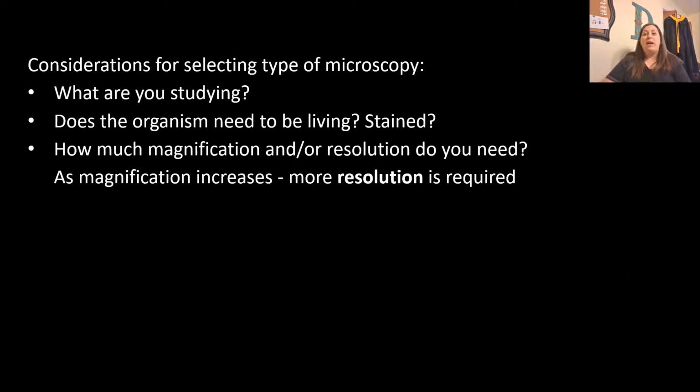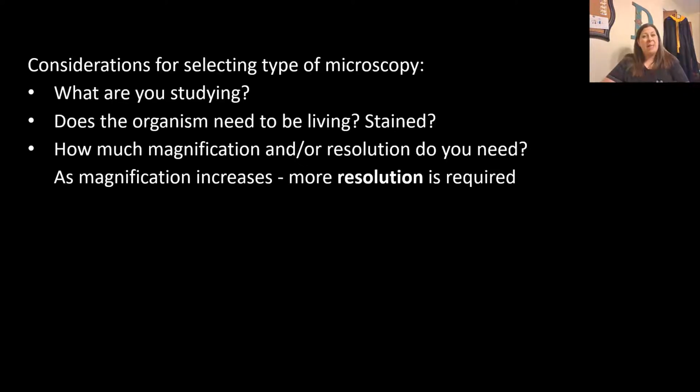Now, how do we decide what kind of microscope needs to be used? Well, first of all, you've got to understand what you are studying. Okay, what are you going to be taking a look at? Does the organism need to be living? If it needs to be living, this might limit which type of microscopes you could use. Do we need to stain it so that we can see special structures? How much magnification and or resolution do you need?